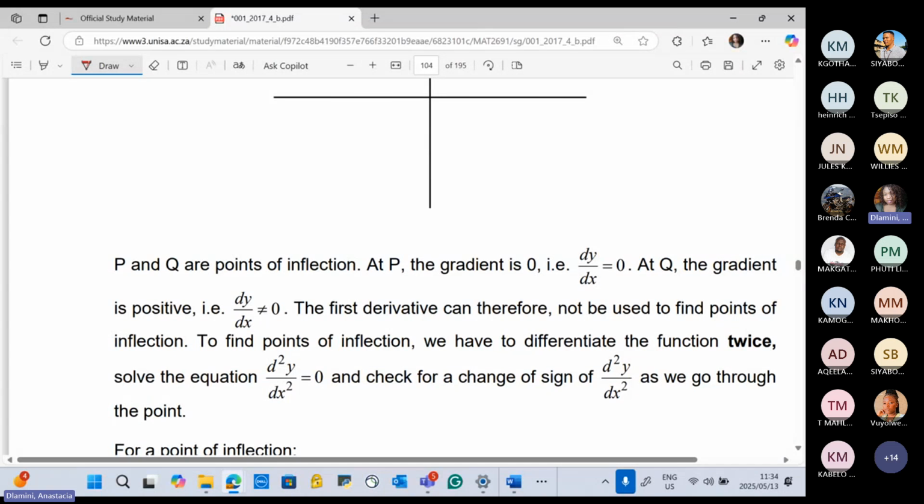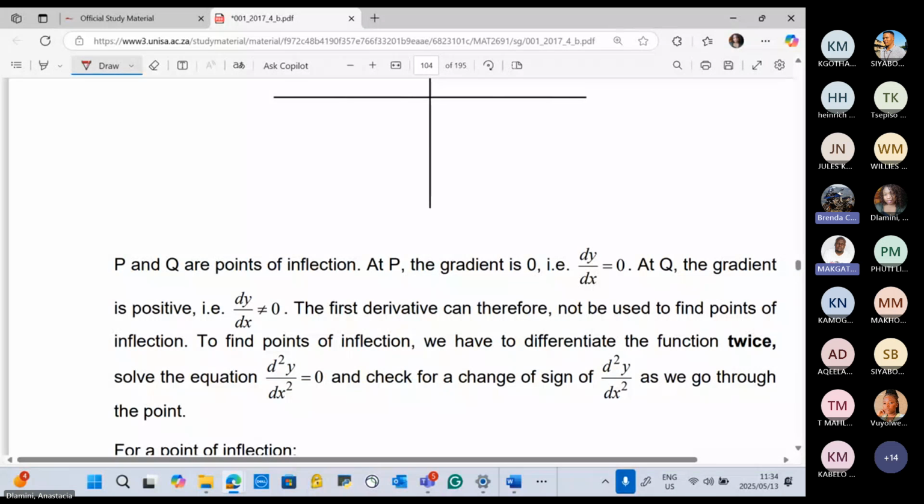So to find the point of inflection, we have to differentiate the function twice. Then we solve for the second derivative equal to 0. Then we check for a change of sign in the second derivative as we go through the point. Does it make sense what they're saying?